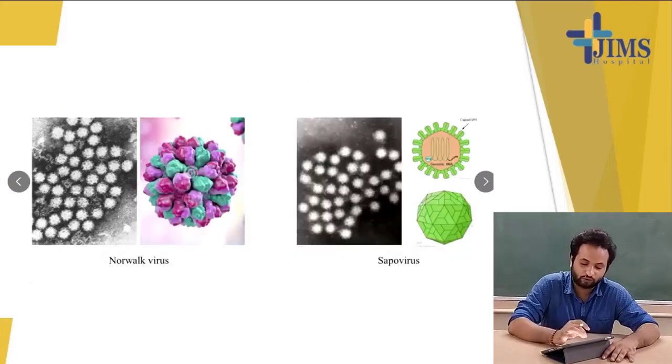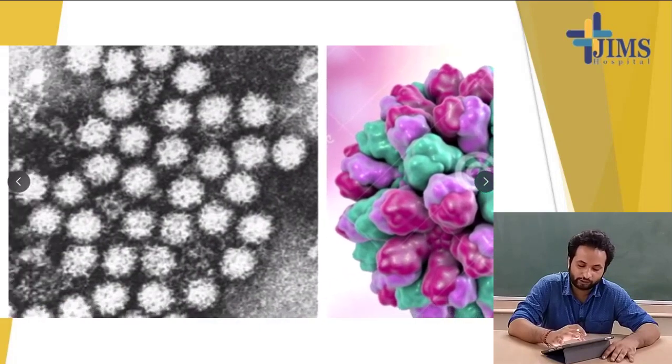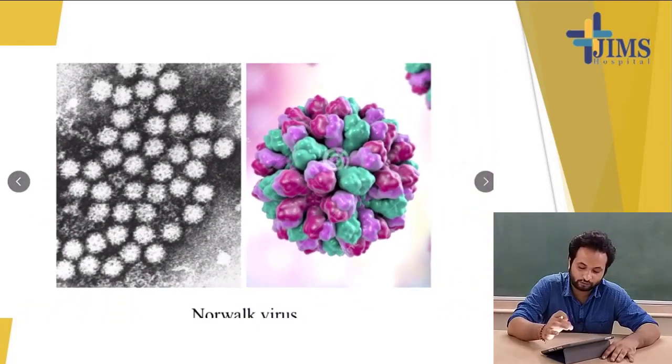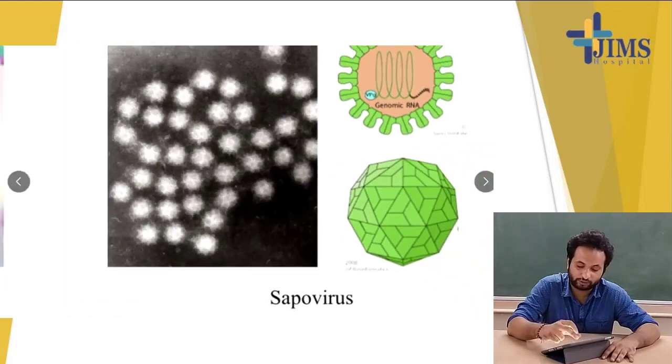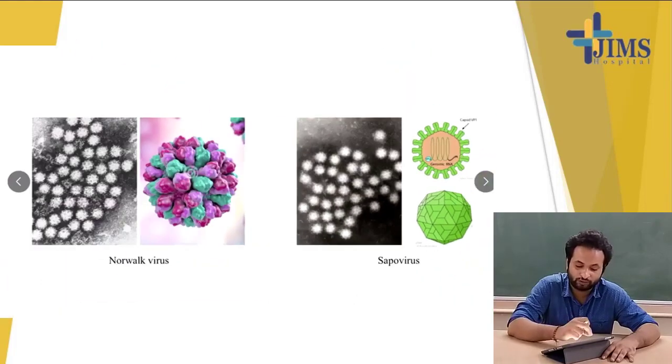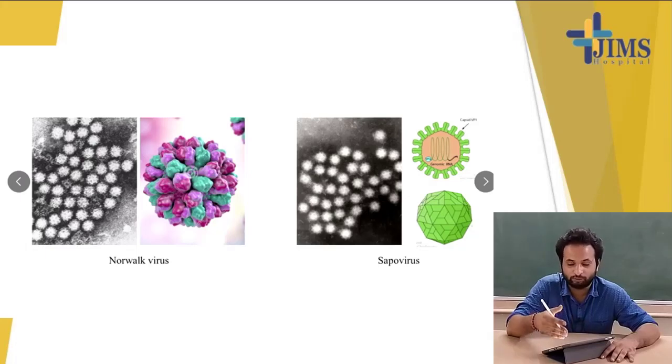So this is your Norwalk virus. You can see the IEM or immunoelectron microscopy of the Norwalk virus, and this is your Sapovirus electron microscopy. So it is very hard to differentiate, but if you see all the viruses again and again, you will get the skills to differentiate between one virus and another by just looking at this immunoelectron microscopy.